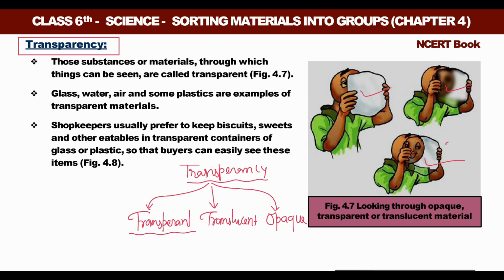So where it is not completely visible, it is translucent, and where you cannot see through that material at all, it is opaque material you can say. So these are the properties of material: transparent, translucent, opaque.